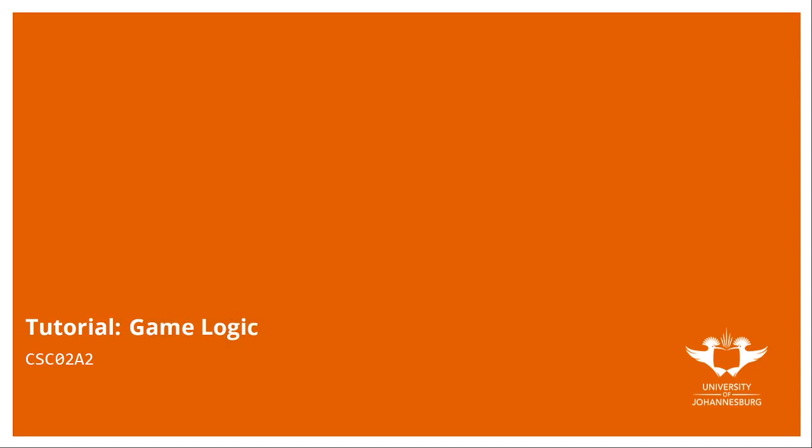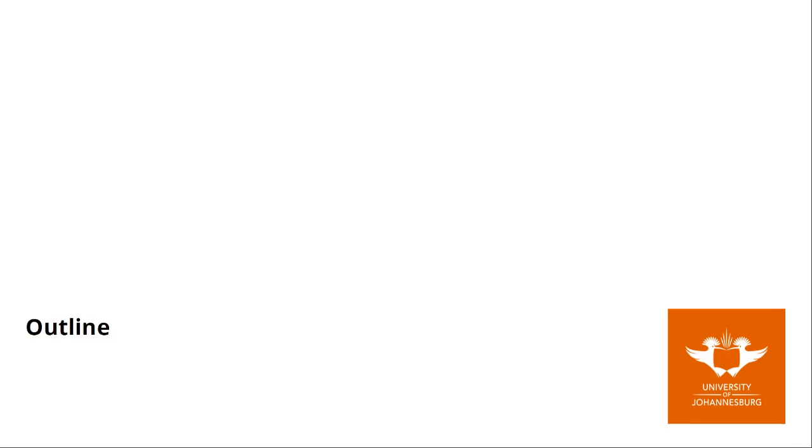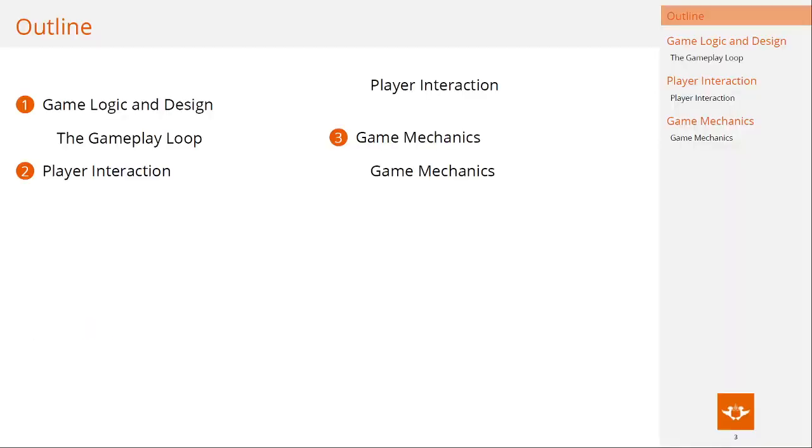In this tutorial, we're going to talk about game development. And in order for this to work, we're going to be talking about the principles of game design. So let's see what we're going to do today. We're going to talk a little bit about what game logic is, what a gameplay loop is, how to interact with players, and what exactly the game mechanics are and how to then use them.